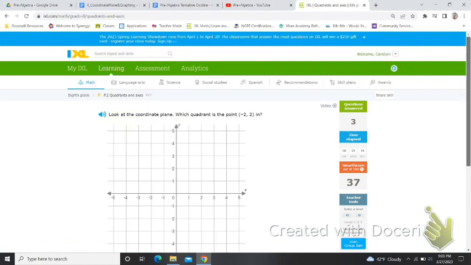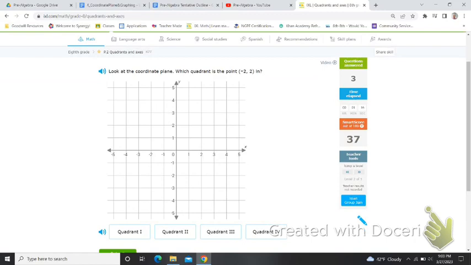Now here, the point is not there, but it's asking us which point would it be in. So you could go there like you were getting ready to graph. -2, +2 would be here, in this section. And so that would be quadrant 2.